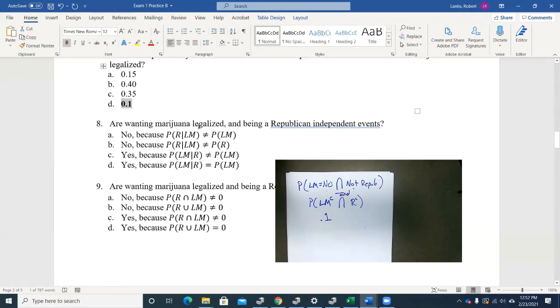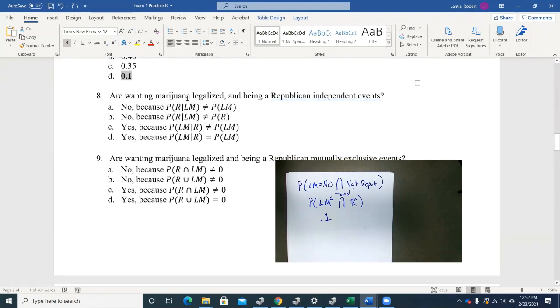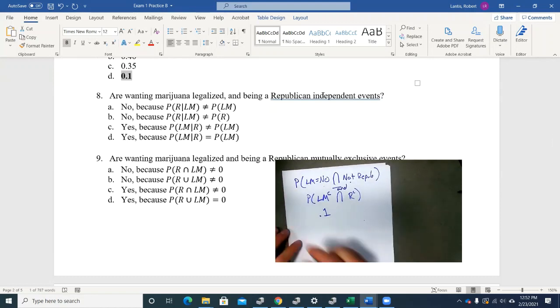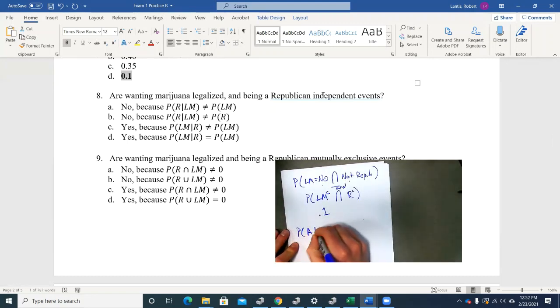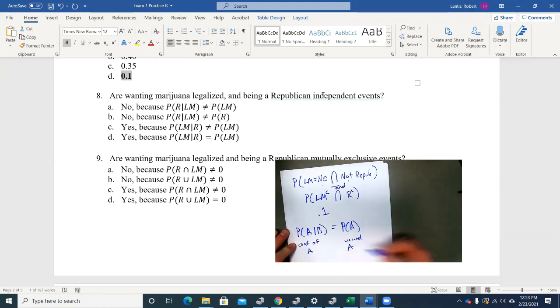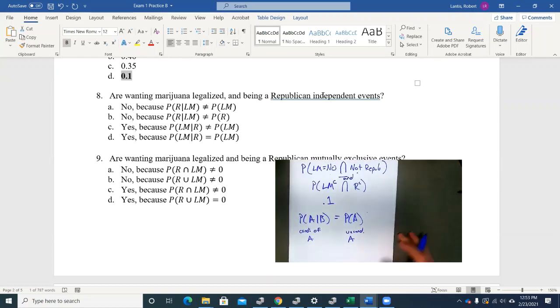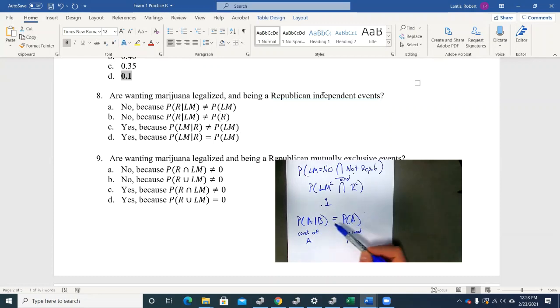So I already alluded to this one a little bit, but are wanting marijuana legalized and being a Republican, right, are those independent events? Okay. So the general definition we had for independent events, I already had it written down earlier, but I'll write it again. Is the conditional probability of A equal to the unconditional probability of A? Oh, a little crooked there. So we're looking for the probability of the same event when we're determining independence.